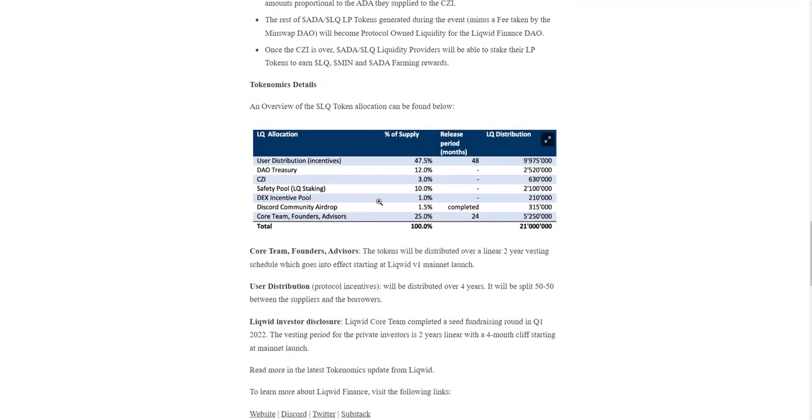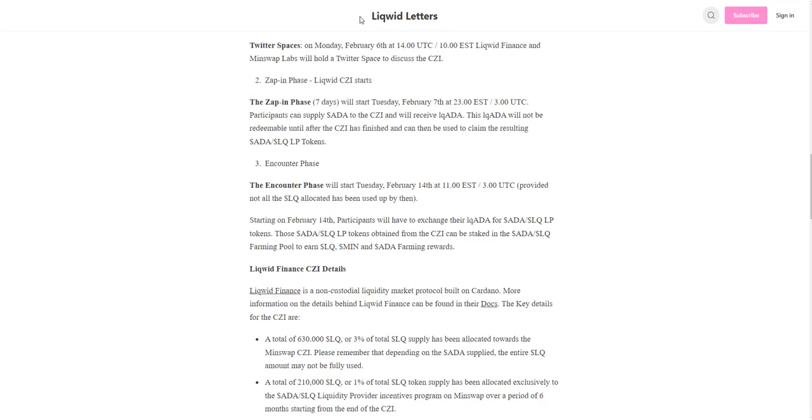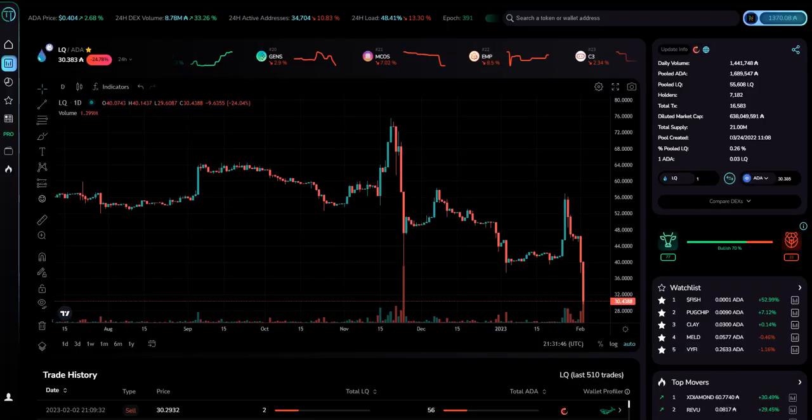This talks about the tokenomics a little bit, like where they're going and stuff like that. I like them. They're pretty good. If we go into the chart, we can see there's 21 million total supply. So after all the LQ is on the market, it's going to add up to 21 million, which is a very small number, especially for a DEX that everyone's excited about.